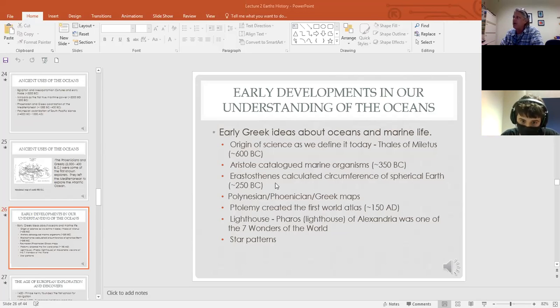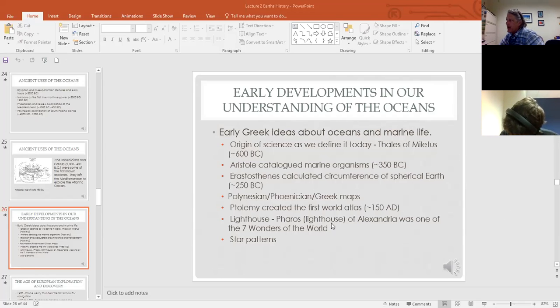Eratosthenes, who was one of the librarians at Alexandria, calculated the circumference of the earth, and determined that the earth was a sphere, and a whole slew of other things. He used geometry, the study of the earth, and angles to do that. We find a slew of Polynesian maps of the South Pacific, and Phoenician and Greek maps of the Mediterranean area.